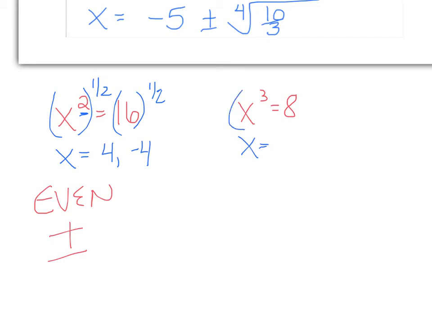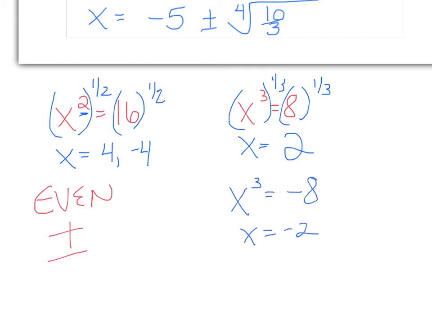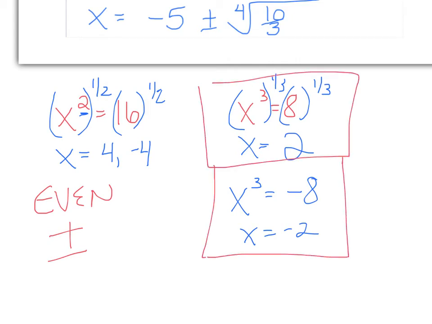Now when it's the 3rd power, the only number that multiplies by itself 3 times to make 8 is 2. If we had x to the 3rd equals negative 8, then that answer is negative 2. But they're both separate. Each problem will only generate one solution. So if you have an odd denominator, like this 3, there is no plus or minus needed when you're solving.